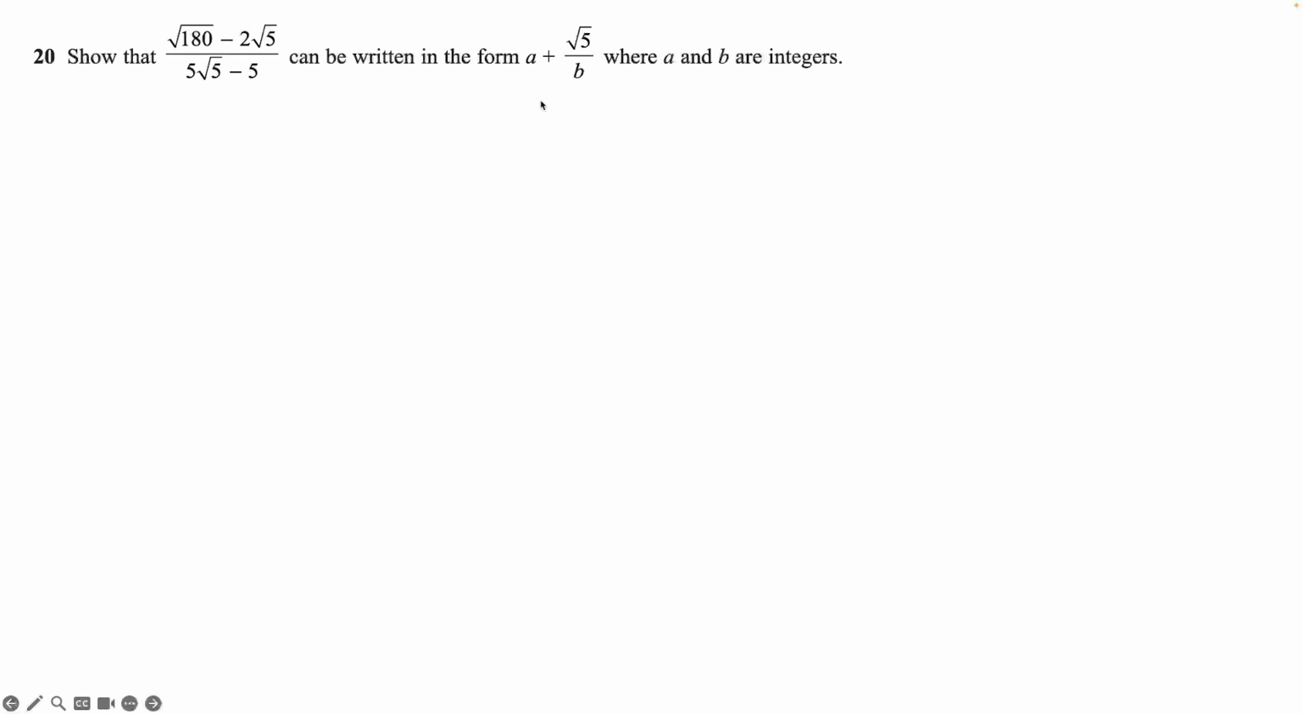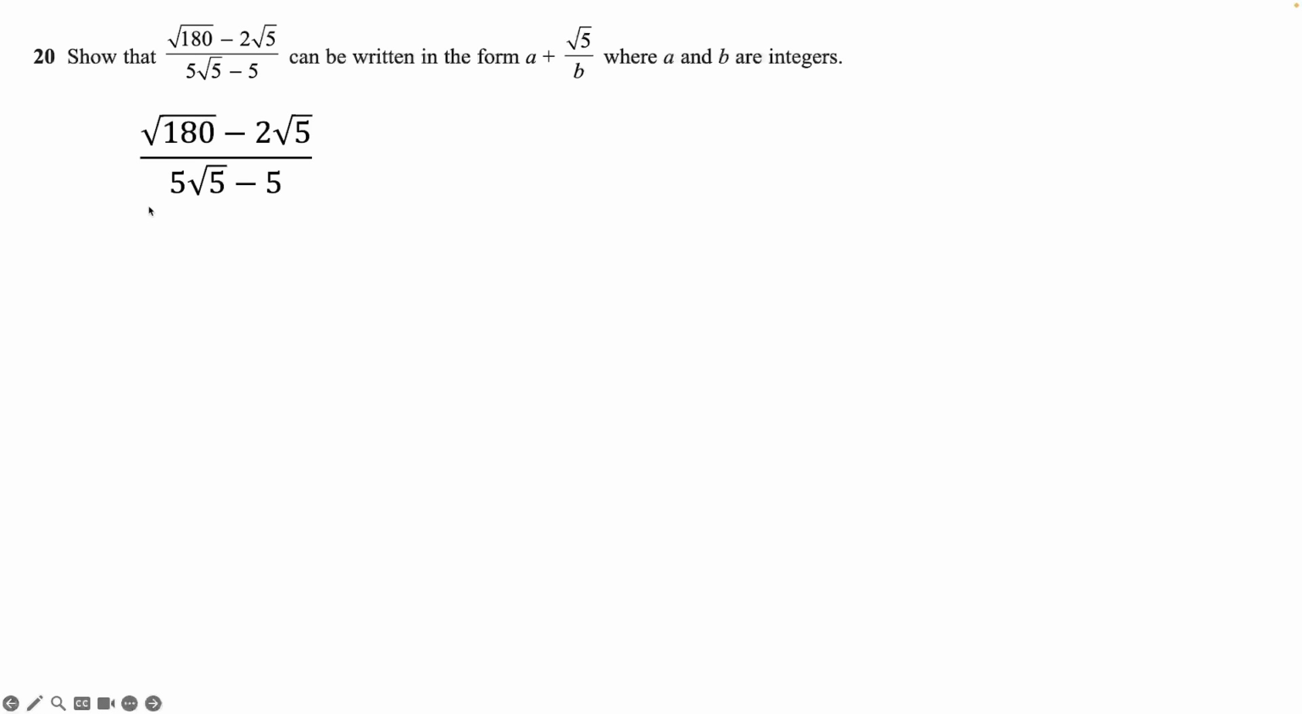Question number 20. This question's not that difficult, it just requires a lot of very careful surd manipulation. So we want to write this horrible looking thing in the form a plus root 5 over b. So a and b are integers, so they're not square roots, they're not surds or anything. So in a question like this, it's going to be pretty obvious we're going to have to rationalize it because we want to get rid of this square root on the denominator.